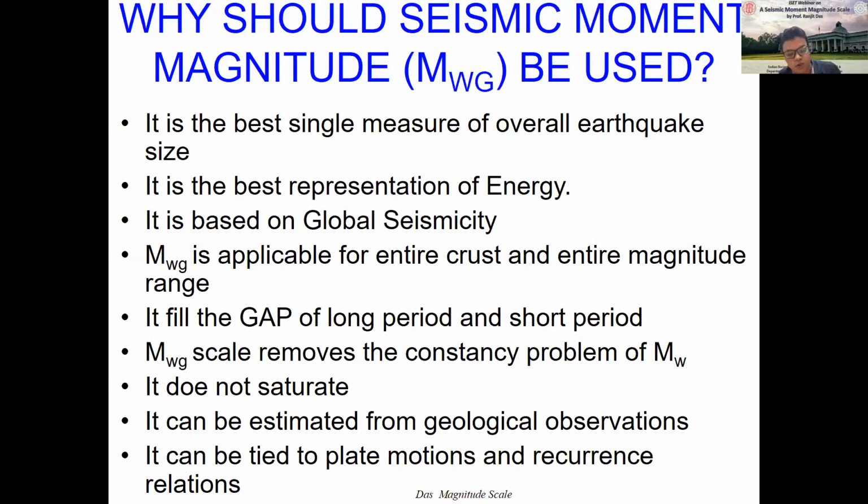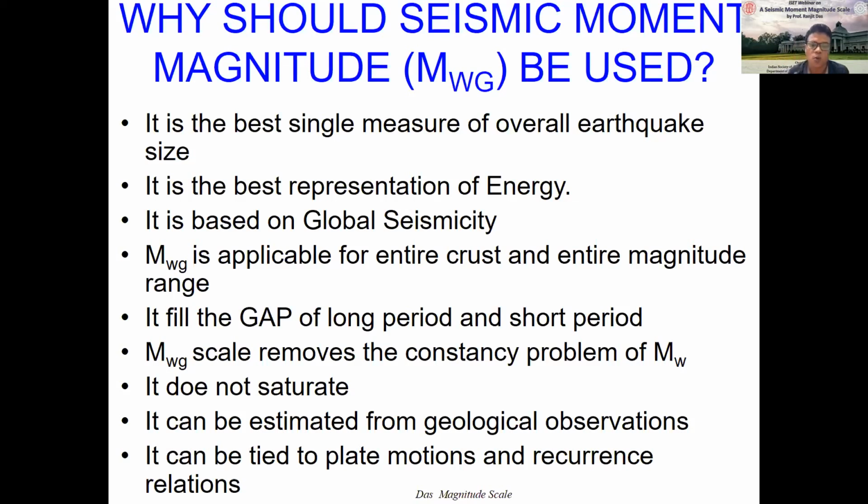because we have used the global earthquakes, so many big global earthquakes. In terms of energy, we found this magnitude scale is very closely connected with the energy. And it is also based on global seismicity, because we have represented the global earthquake data. And this MWG scale is also applicable for the entire crust and entire magnitude range.